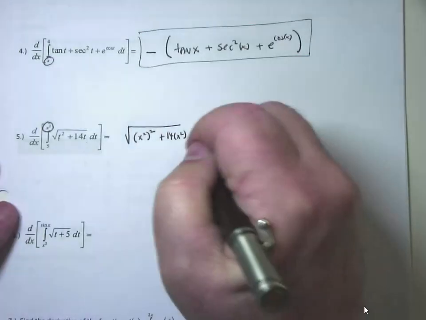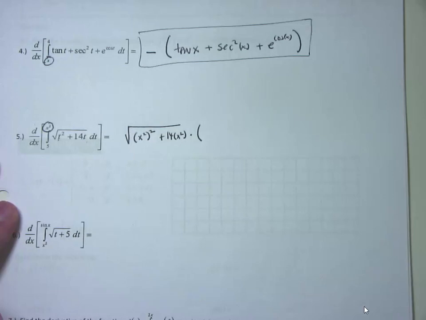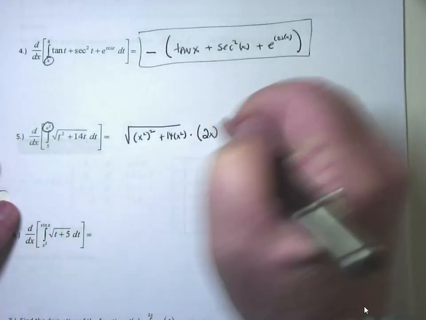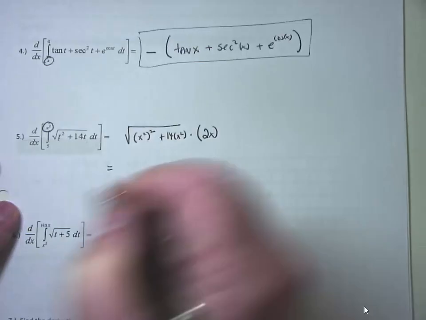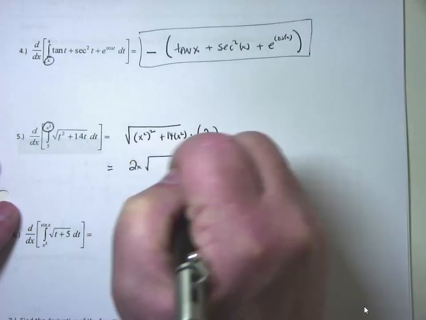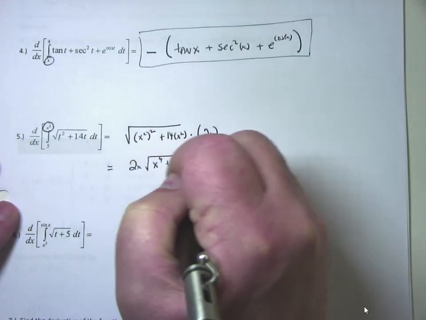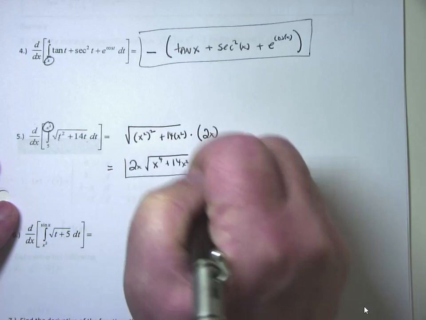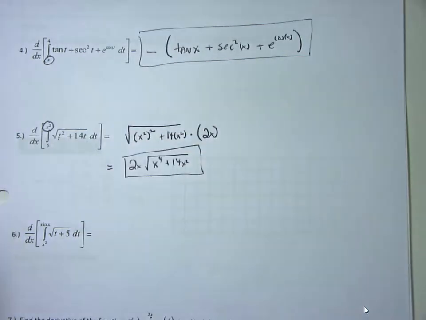And then chain rule times the derivative of the inside. What's the derivative of x squared? 2x. Now, of course, you probably want to clean this up, make it look good. So this would be 2x times the square root of x to the fourth plus 14x squared. That's absolutely fine. But there's my answer, the chain rule version of the fundamental theorem of calculus.